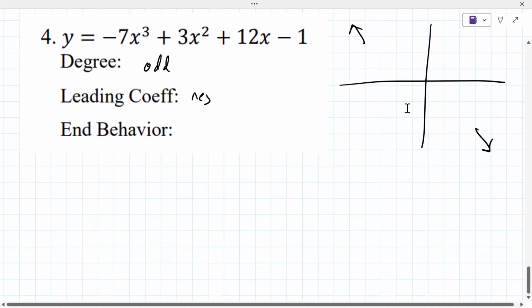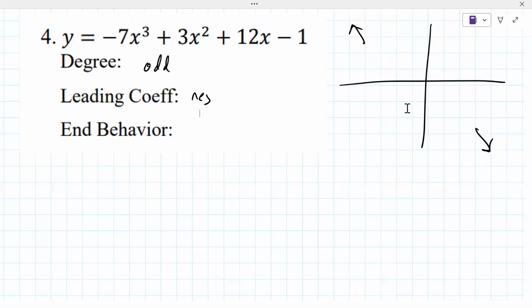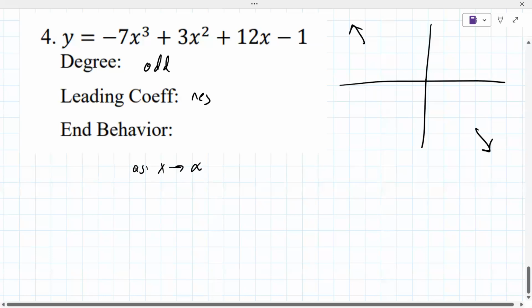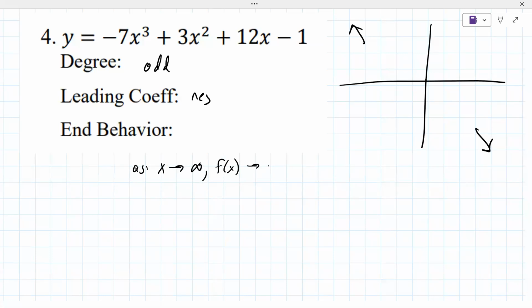All right. So now can you write or verbally tell me the end behavior? Either is good. Okay, so as x approaches infinity, f of x approaches negative infinity, and as x approaches negative infinity, f of x approaches infinity. You got it.